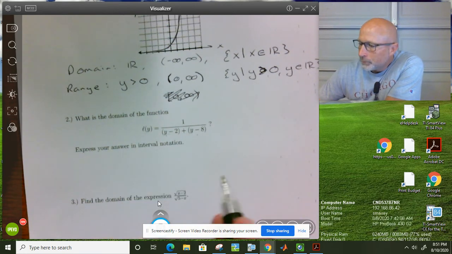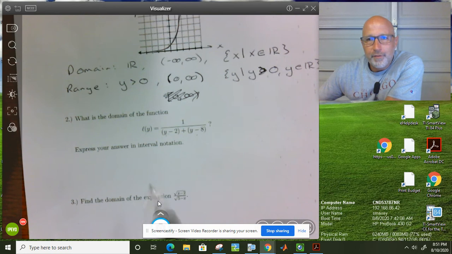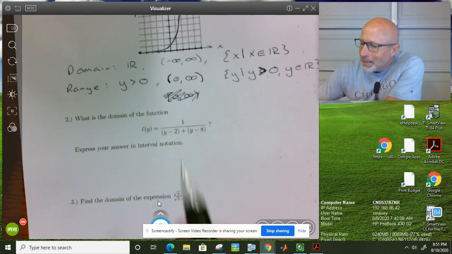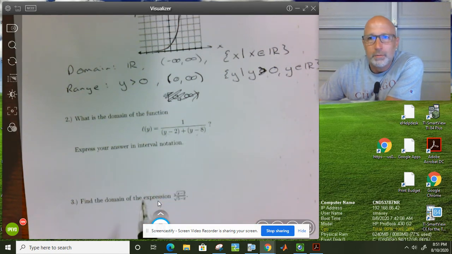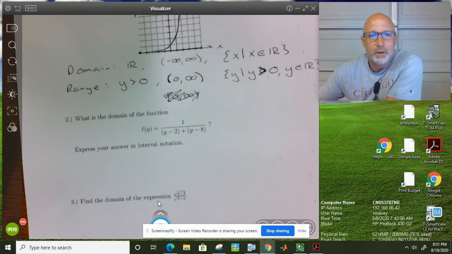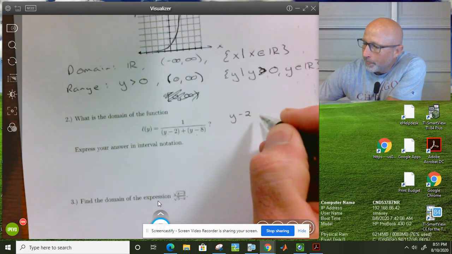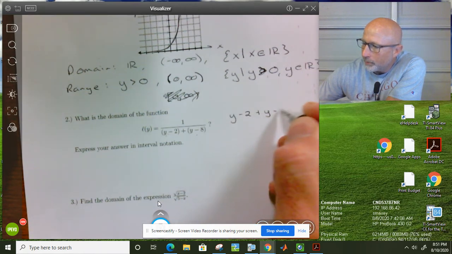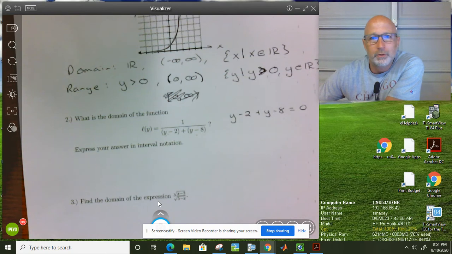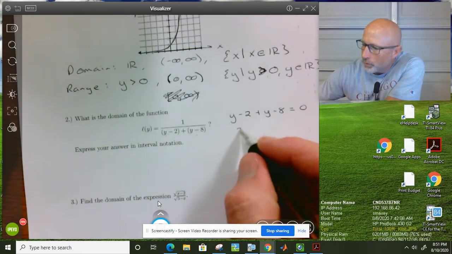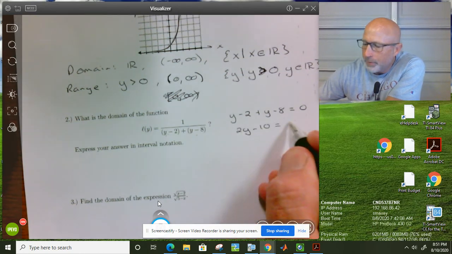Okay, so this is a fraction. And if it's a fraction, you cannot have this thing be equal to 0. So if you don't know what makes it equal to 0, set it equal to 0. So I'm going to go y minus 2 plus y minus 8. Well, that has to be equal to 0.